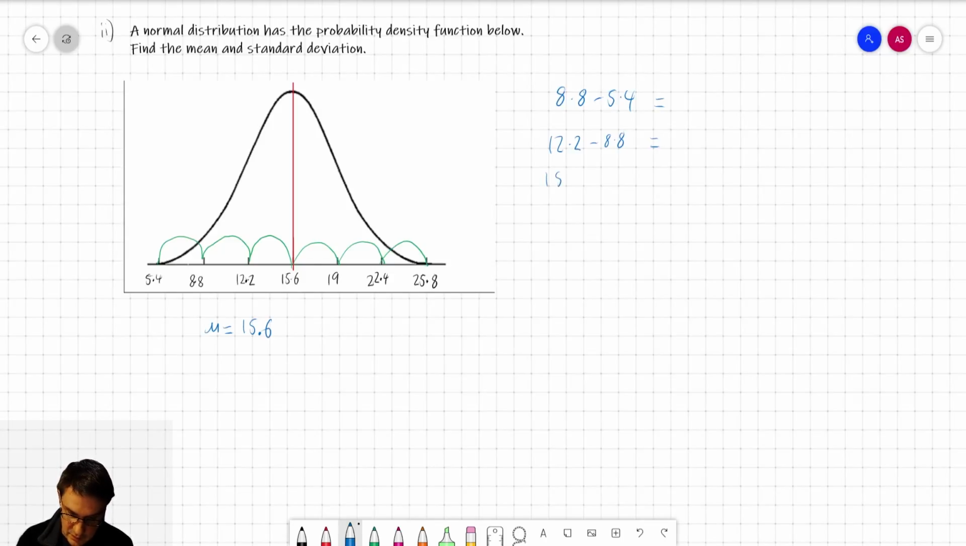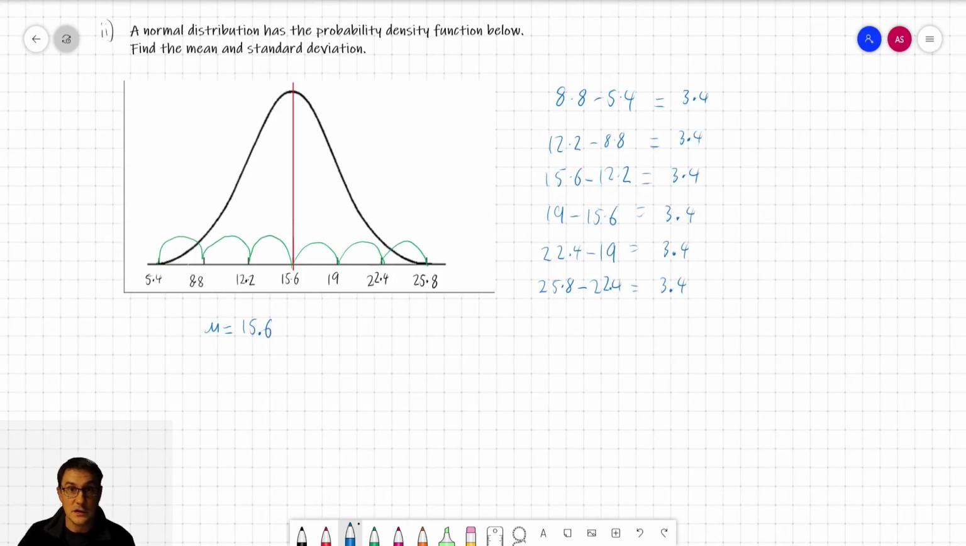The next one is going to be 15.6 minus 12.2, 19 minus 15.6, 22.4 minus 19, and lastly, 25.8 minus 22.4. For each of these, when we work out the answer, we should get 1 single result if the graph is true. Looking at each of the results, we can see that we've gotten 3.4 for each of them, which shows us that it is a normal distribution, as we were told in the question anyway. In this case, the standard deviation in this graph is going to be equal to 3.4.